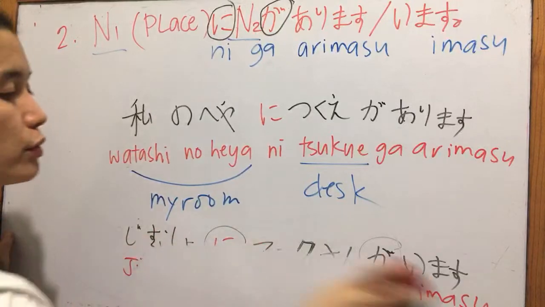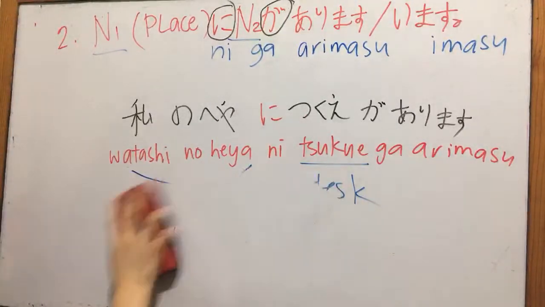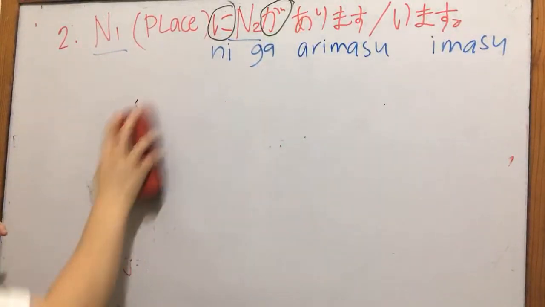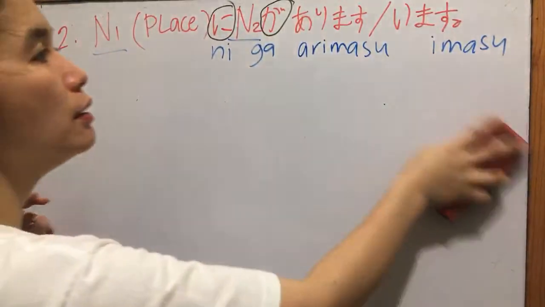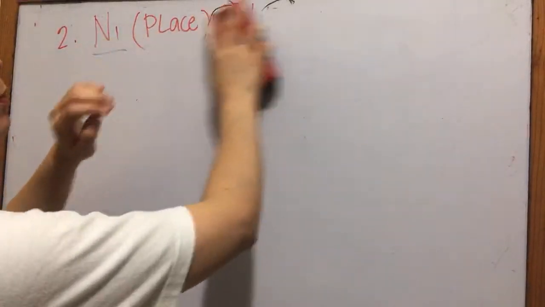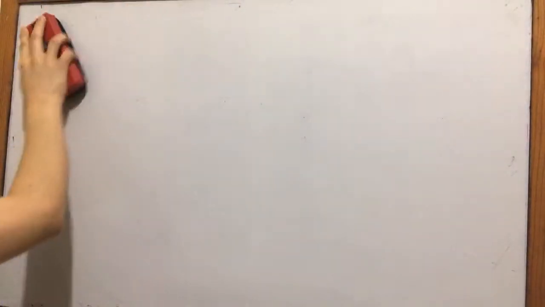Okay, so let's go to our next pattern. So, any questions with those two sentence patterns? So, pinahaba lang natin siya. We just add the place. So, it's the same as our first. Okay, so next.